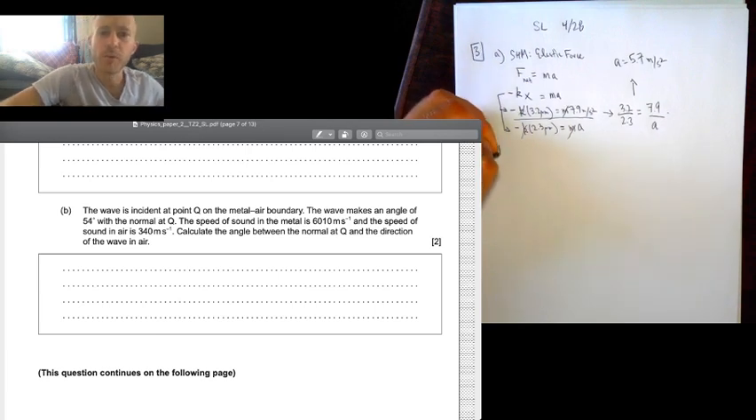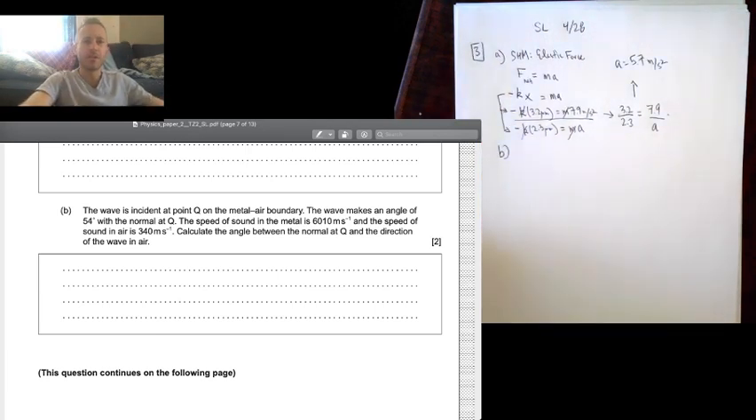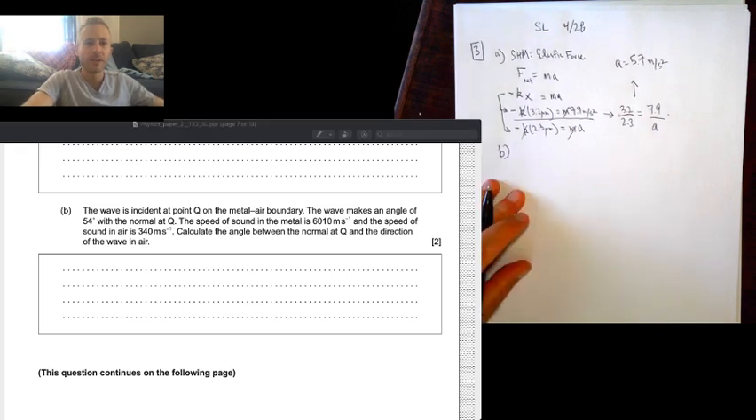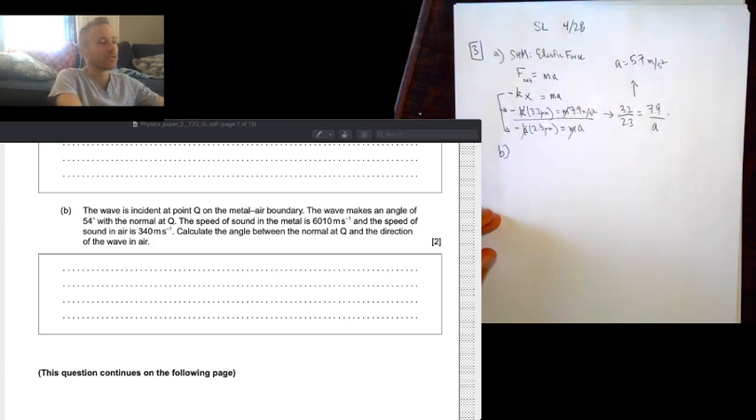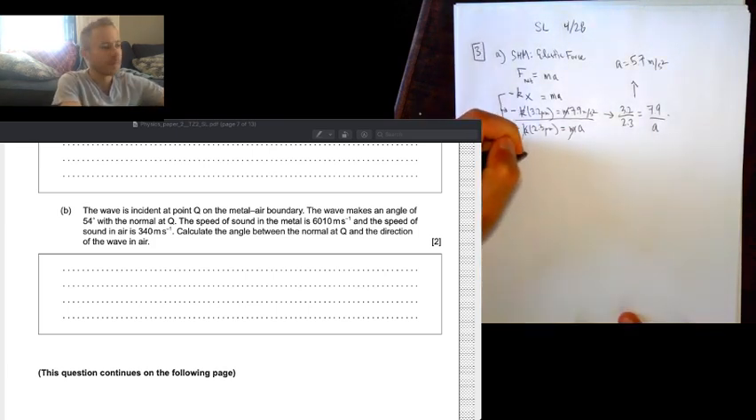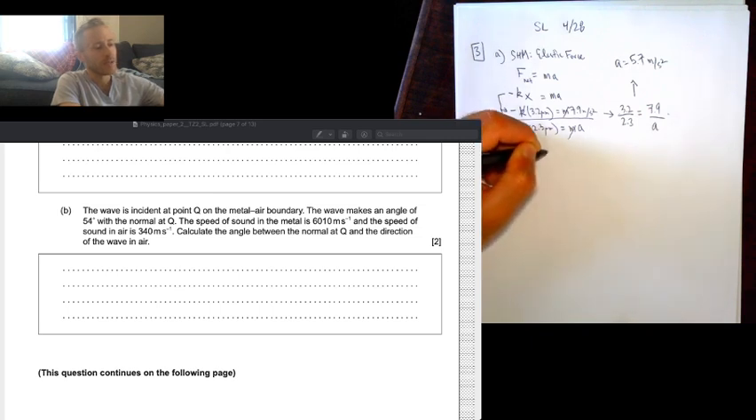Part B. The wave is incident at point Q on a metal-air boundary. The wave makes an angle of 54 degrees with the normal. The speed of sound in metal is 6,010 meters per second, and the speed in air is 340 meters per second. Calculate the angle between the normal at Q and the direction of the wave in air. So this is just a straight up Snell's law problem. n1 sine theta 1 equals n2 sine theta 2.